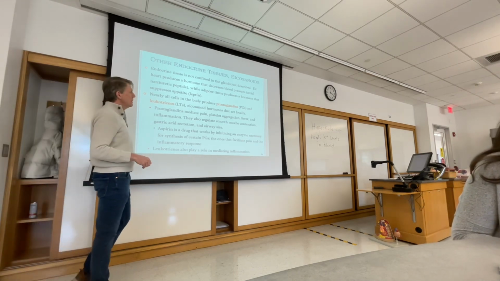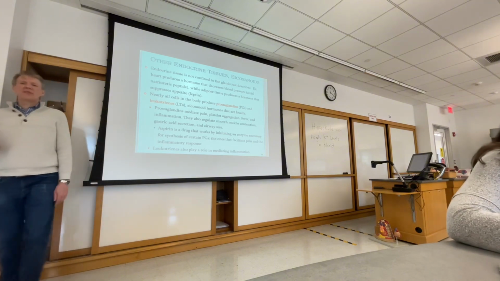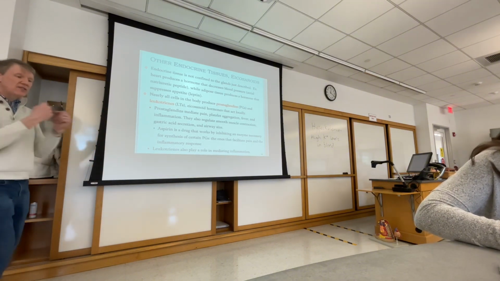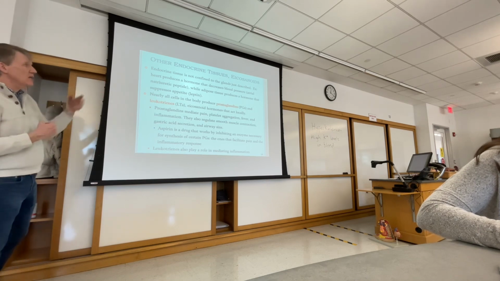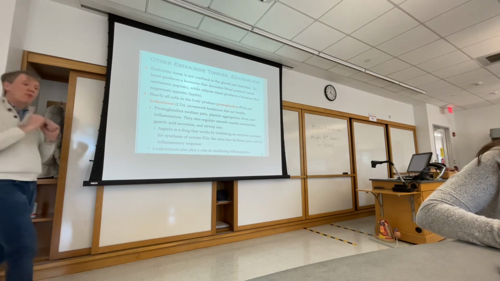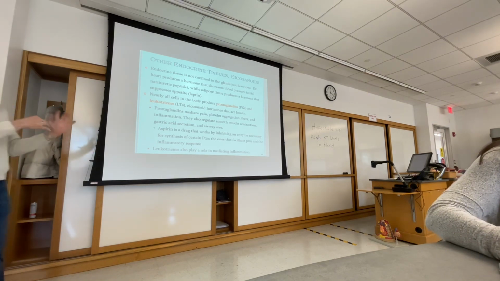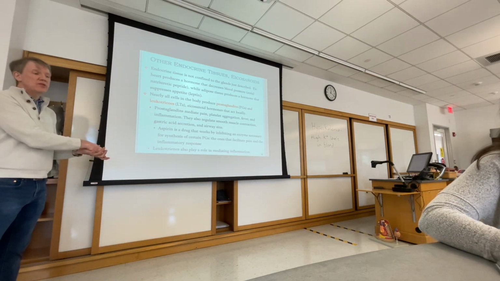Atrial natriuretic peptide is kind of like the exact opposite of aldosterone. Aldosterone causes you to retain sodium and water, whereas atrial natriuretic peptide causes your kidneys to get rid of sodium and water. When you get rid of sodium and water, that reduces your blood volume, which in turn reduces your blood pressure.